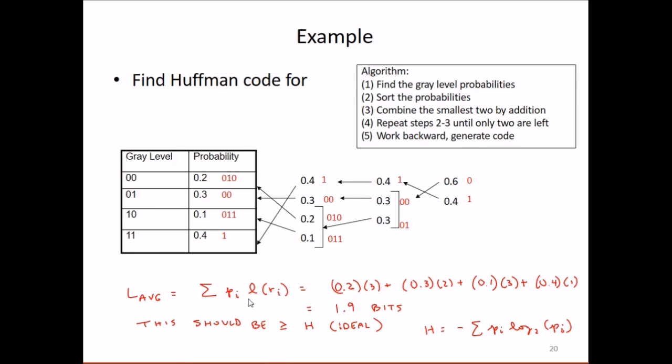This also you can find the L average by just multiplying this value with the number of values you have used. So this should be greater than or equal to the ideal one. H is equal to minus sigma p log p_i.